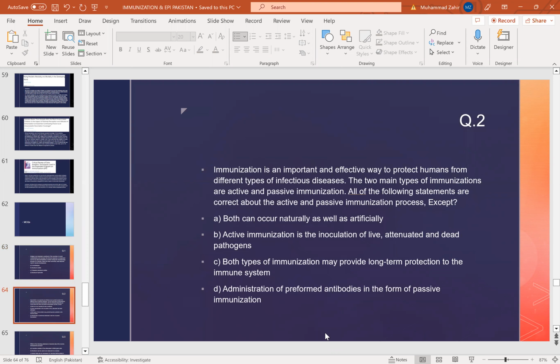Question number 2. Immunization is an important and effective way to protect humans from different types of infectious diseases. The two main types of immunizations are active and passive immunization. All of the following statements are correct about active and passive immunization, except: both can occur naturally as well as artificially; active immunization is the inoculation of live, attenuated, and dead pathogens; both types of immunization may provide long-term protection to the immune system; administration of preformed antibodies is a form of passive immunization. C, yes, because by that time the antibody level decreases.